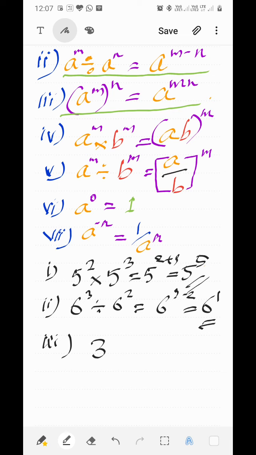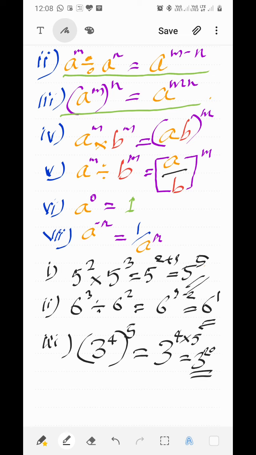For an example, we take 3 raised to 4 all raised to 5. What is the exponential form of this? 3 raised to 4 into 5, 3 raised to 20. Actually we discussed all this in 8th standard, so I am not giving the points in exact form.